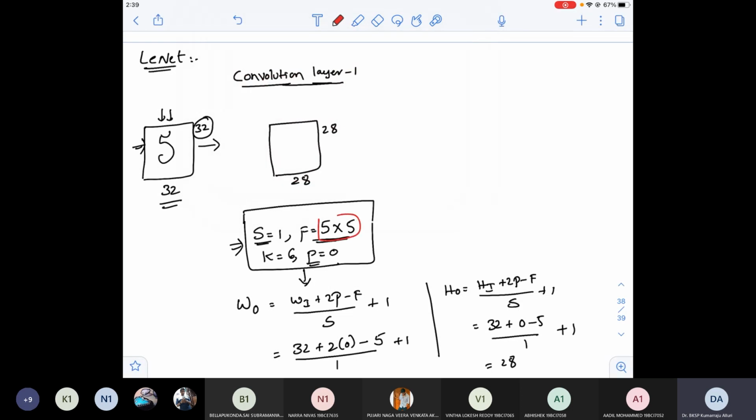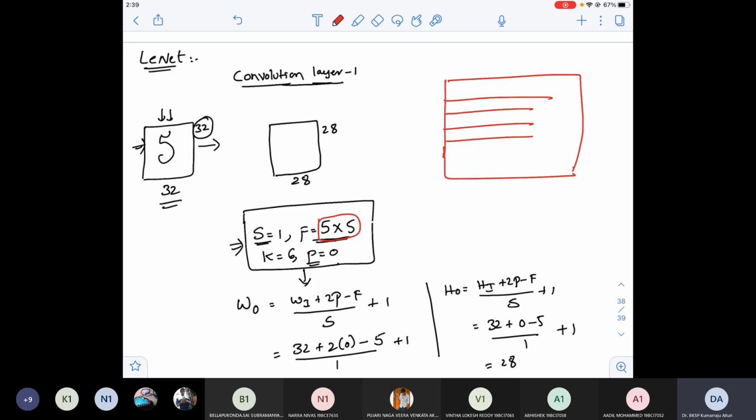I have applied a 5 by 5 filter on this image and I got this. That means what I have done is I have taken a 32 by 32 matrix, taken a 5 by 5 filter and applied the convolution operation. Multiply the pixel values with the filter weights, and the resultant matrix that I got is 28 by 28.